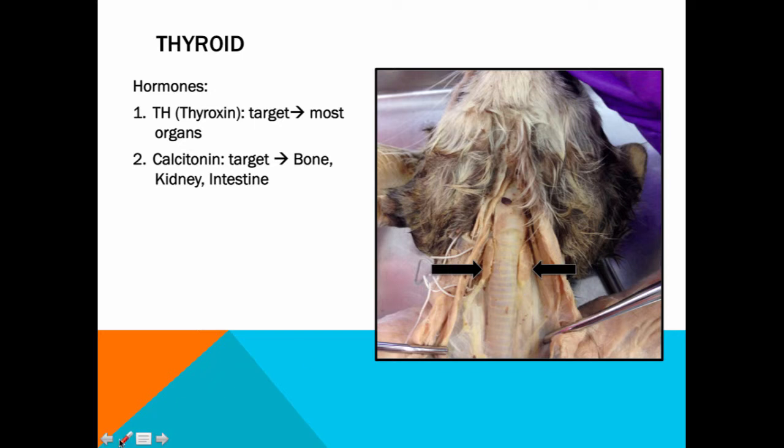And here we have a picture of the cat, and we see the thyroid. Here's a portion of the thyroid. Here's another portion of the thyroid right here on the cat. Also, another important hormone associated with the thyroid is calcitonin, and its target is bone, kidney, and the intestine. So the hormones associated with the thyroid are thyroid hormone, or thyroxine, and then calcitonin.